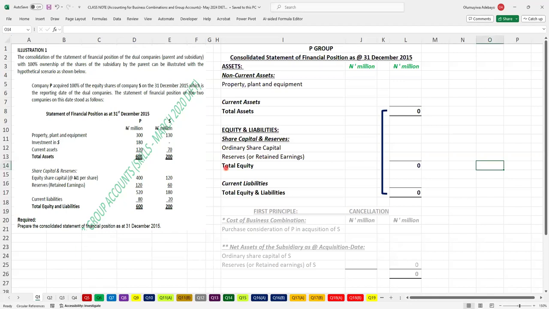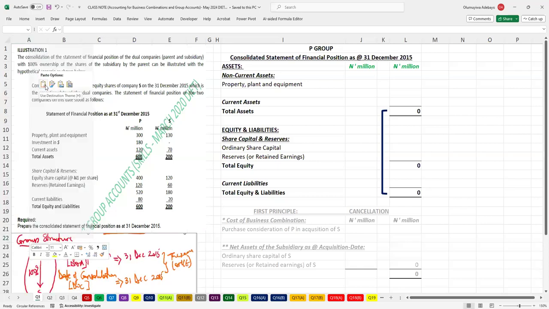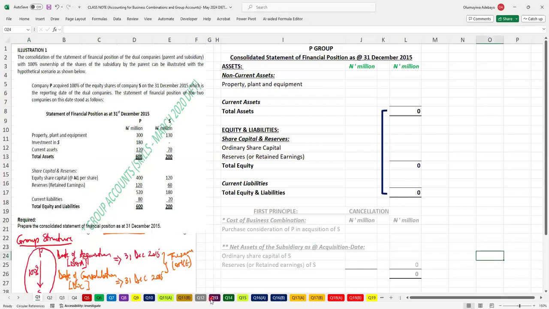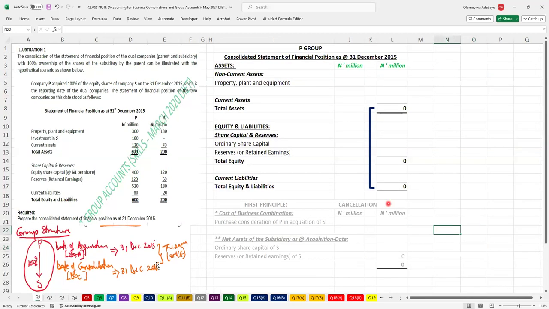We are told to consolidate. Now, the first thing we need to take note of is to put up the group structure. Now, this is what the group structure looks like. Those diagrams I drew the other time, it's good to do that for your understanding, but not necessary for examination. Okay, I've done that, and I've got it down here. Now you can see that. What is that? The group, we have P and we have S. And looking at the arrow, it reflected what is in the question to say P controls S as a result of having 100% stake in S, okay? And that you can see.